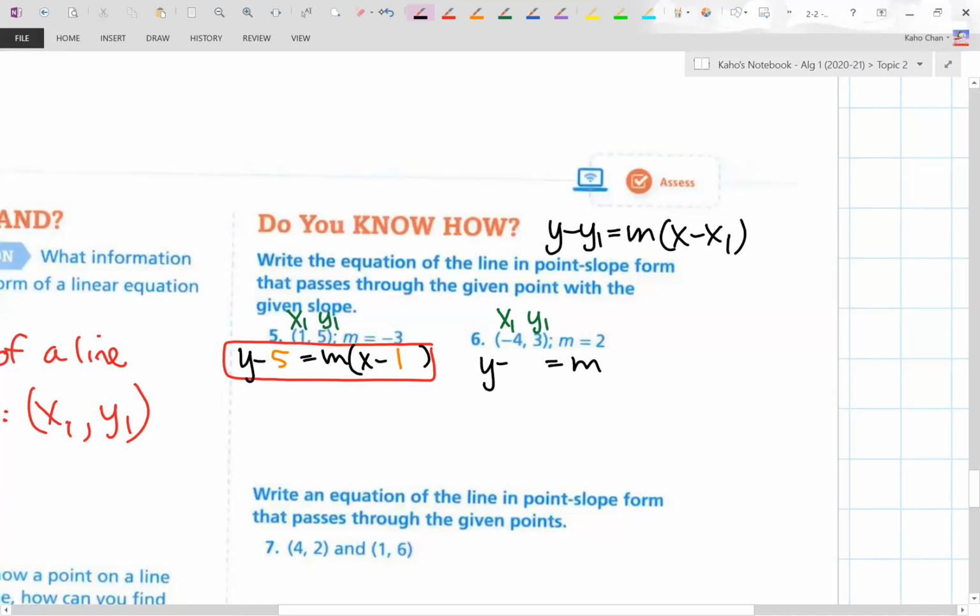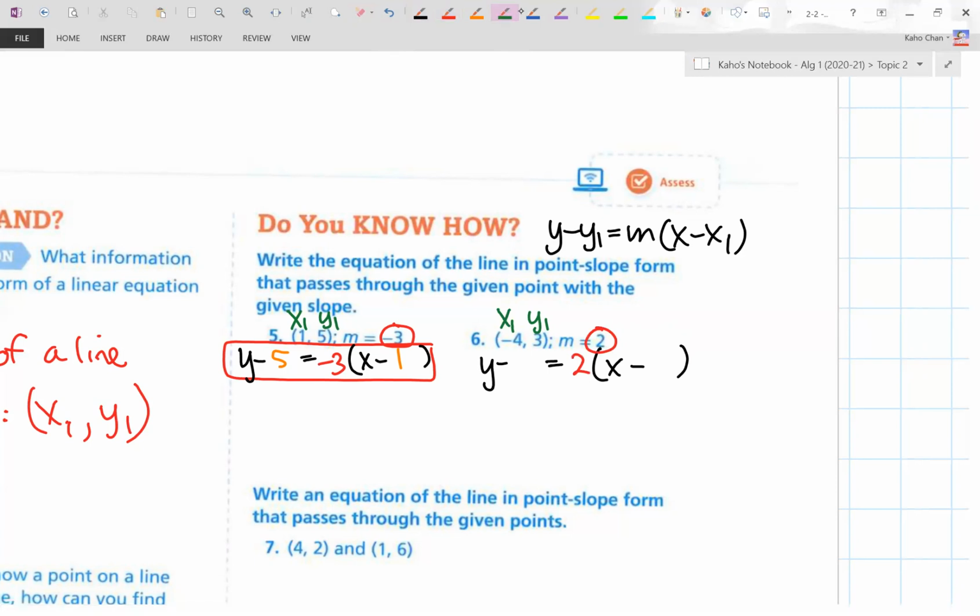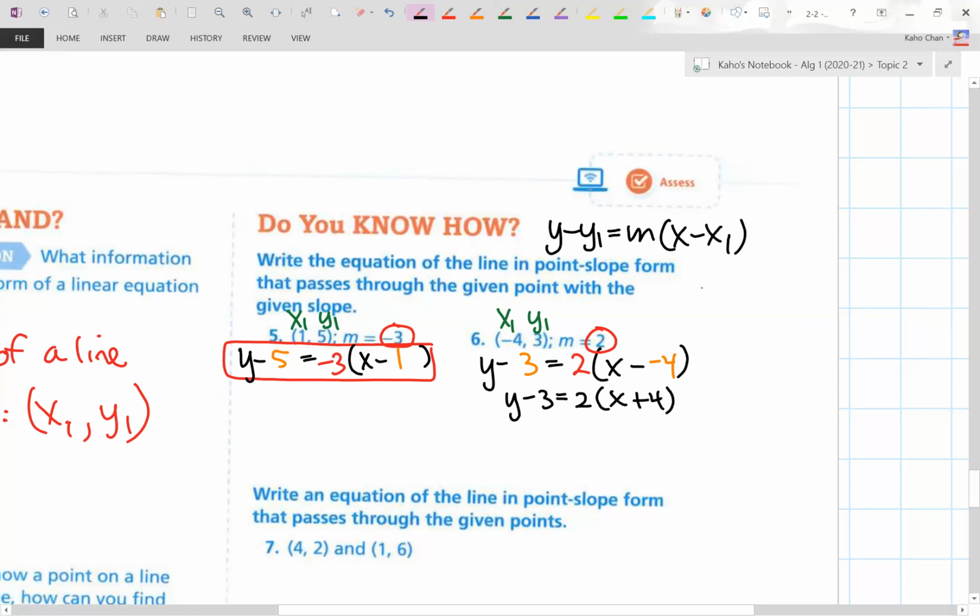Oh, wait. Forgot to actually put in the slope, didn't I? -3 right there. Whoops. Sorry about that. All right. Slope for number 6 is 2, goes right there. And the point, I'll go ahead and put that in, is -4, 3. You can clean that up nicely. This is going to be y minus 3 equals 2 times x plus 4 because of the double negative. And number 6 is done.